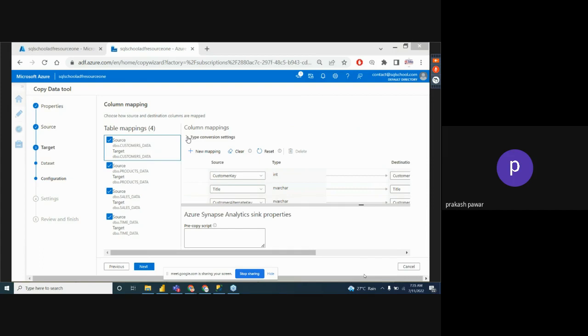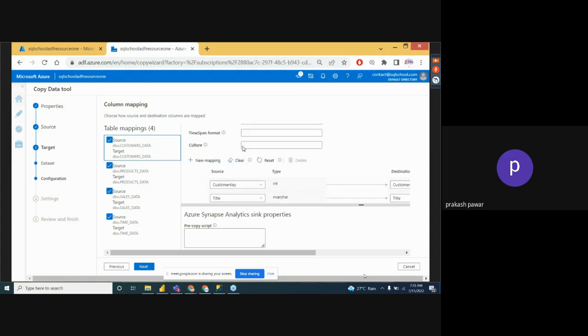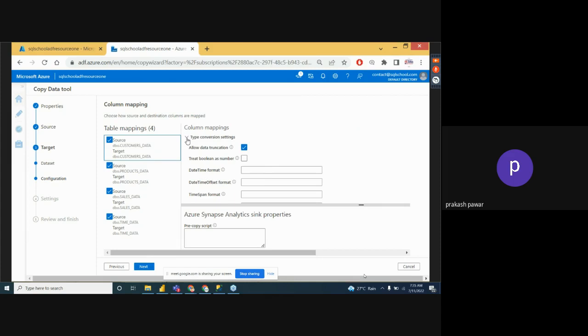For bulk insert, remember, we have to uncheck the box.